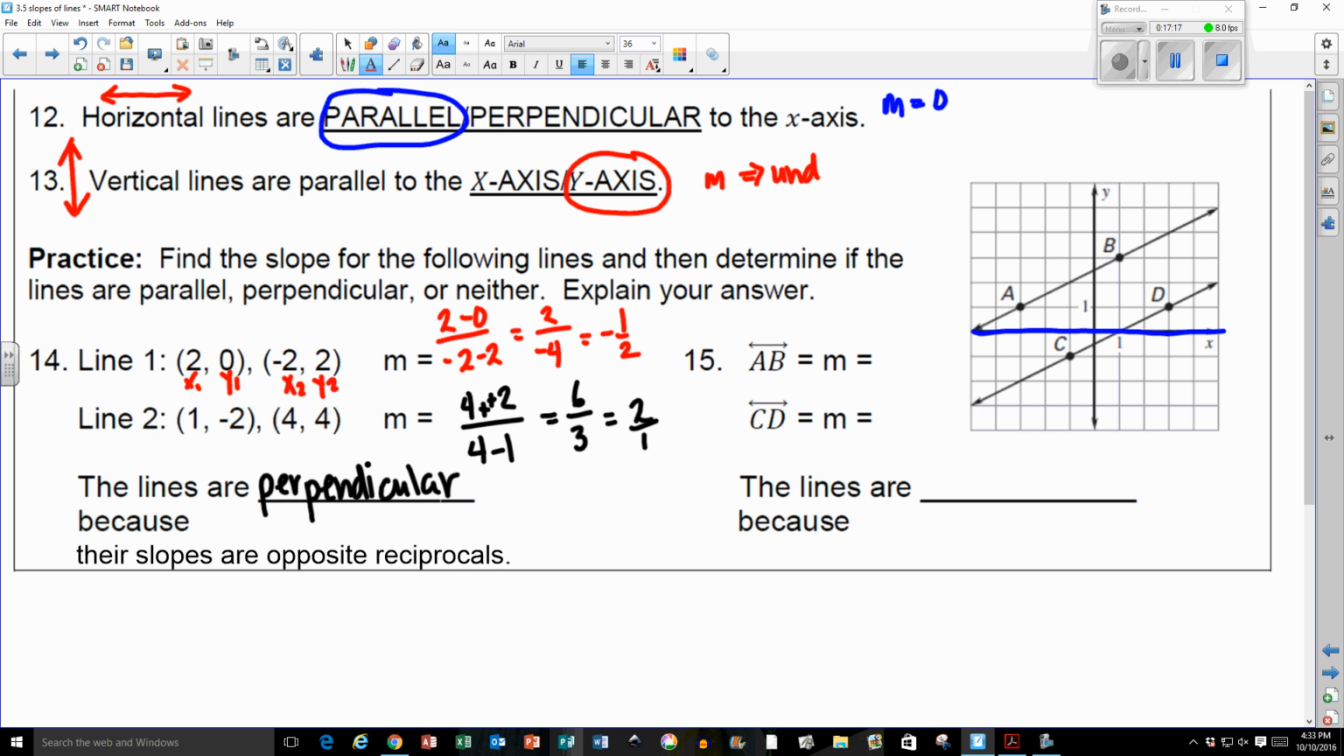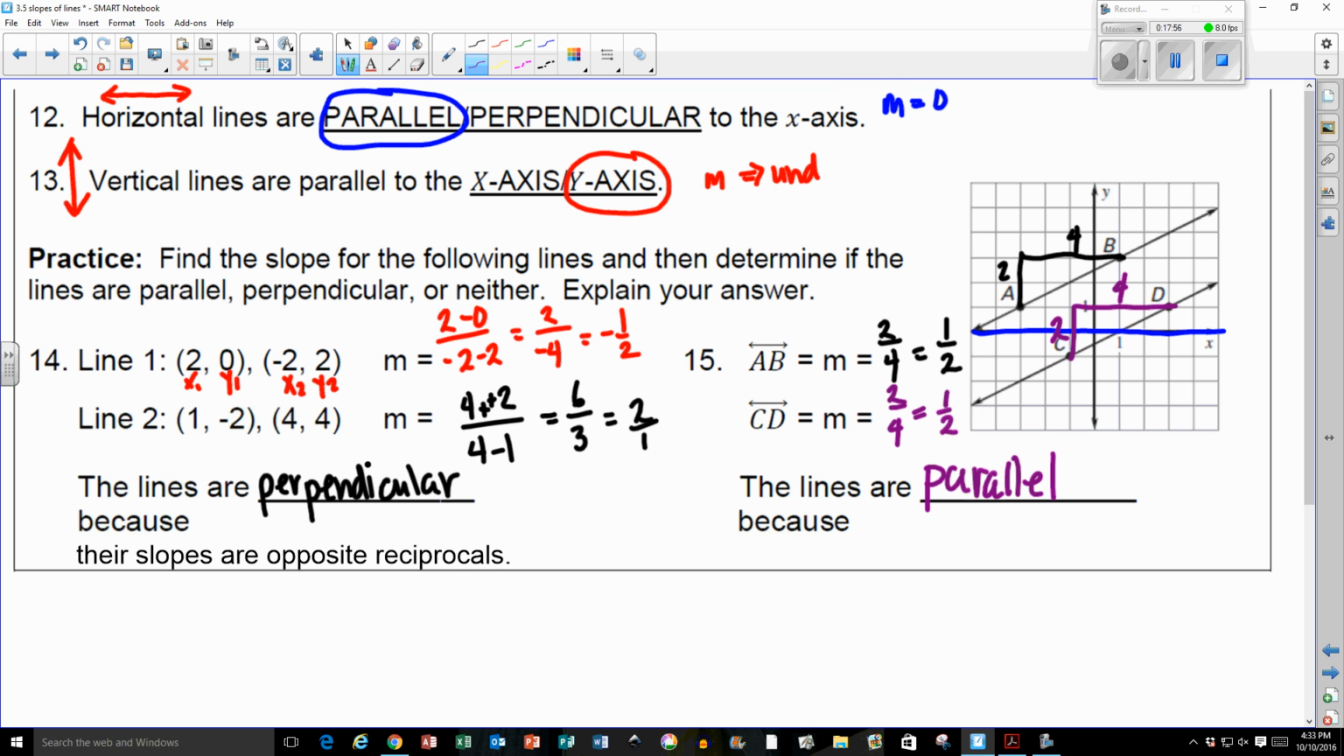All right, so let's do this last one, and we're on a grid this time, which makes life a little easier. So AB, so from A up to B. So I'm going to rise 2, 1, 2, 3, 4, and run 4. So rise 2, run 4, so that's 1/2. And then I'm going to do the same thing with CD. So we're going to rise 2, run 4 again. And these lines are parallel because they have the same slope.